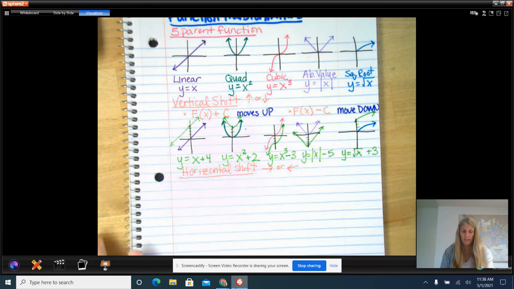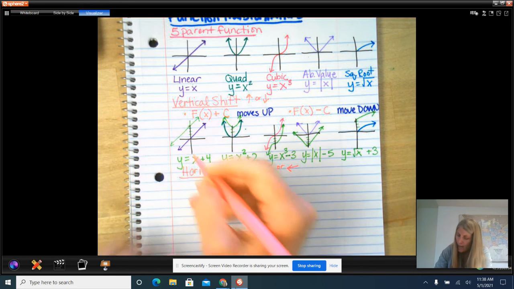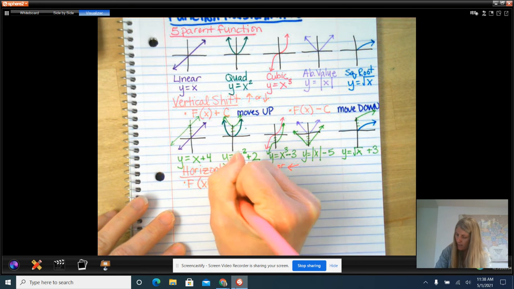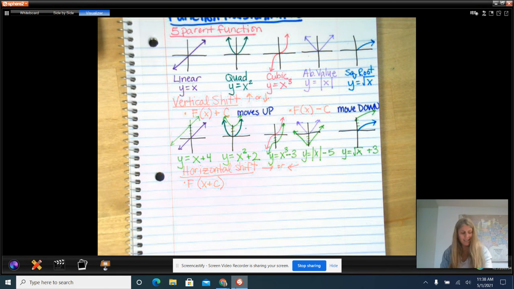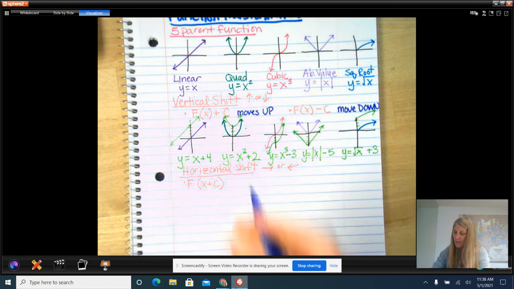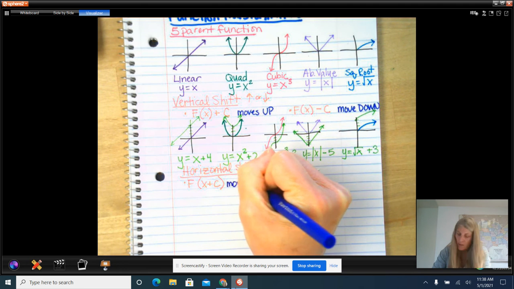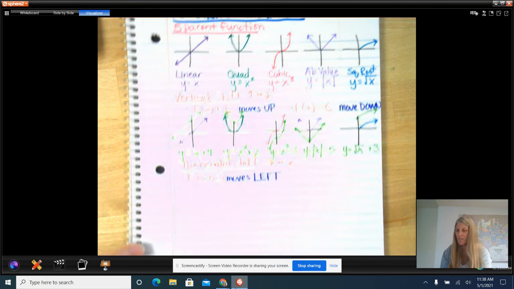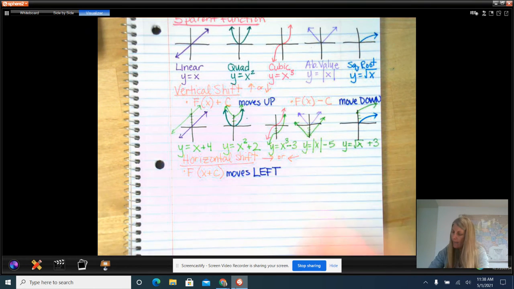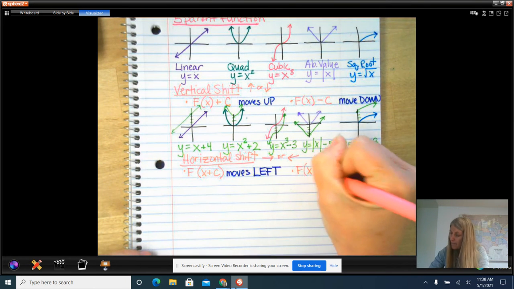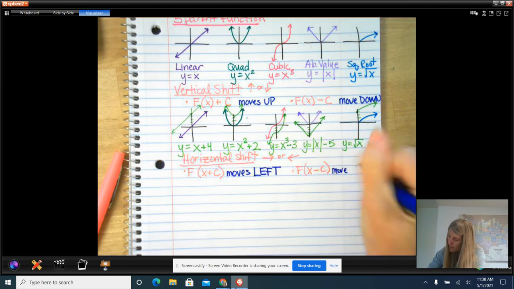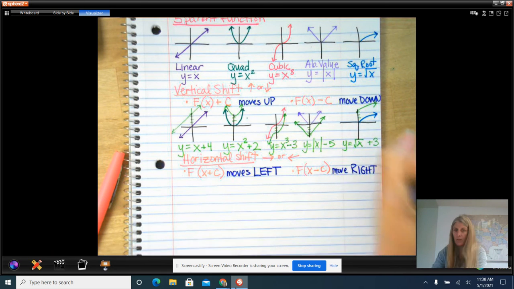Okay, so this one is done inside. So I have my f, and then in my parentheses, it's going to be x plus c. And this one, although it's a plus c, we kind of think of it as the opposite. This is going to move to the left. So we think of positive as going to the right, so we just have to keep that a little bit separate in our mind. And then if it is f of x minus c, then that is going to move to the right. Okay, and we'll go ahead and do one example for each of these.